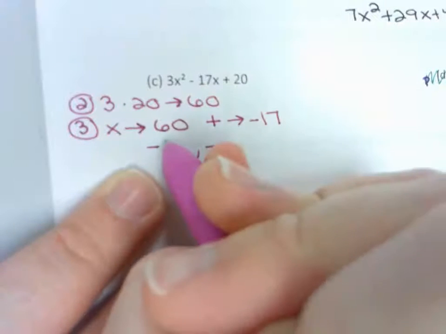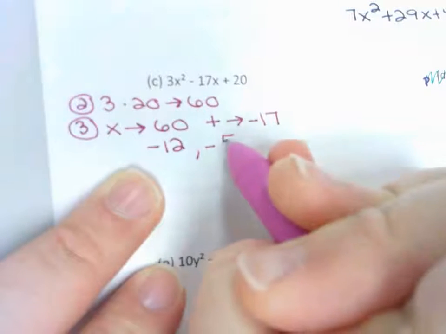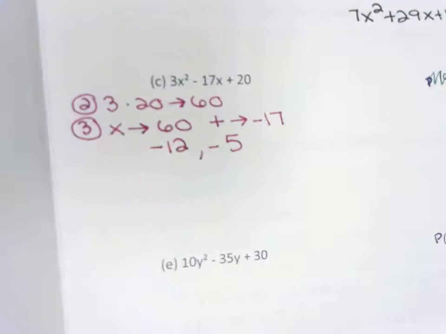12 and what? 5. Negative 12 and then negative 5. They're both the same sign, so you add them. So negative 12 plus a negative 5 is negative 17. So be careful. 20 and 3 seems like it might work, but they're the same sign, so you add them.